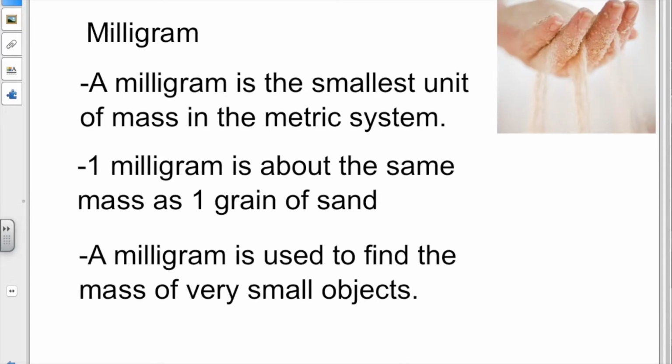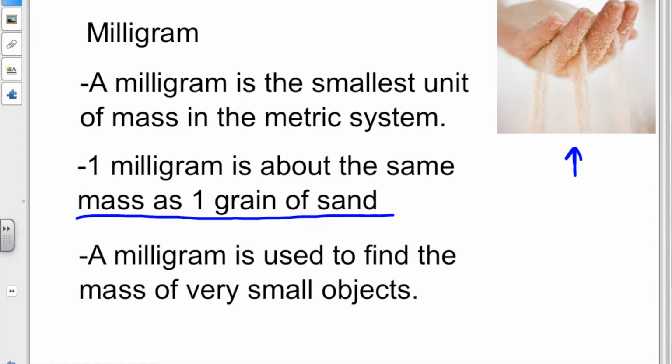All right, let's talk about a milligram now. A milligram is the smallest unit of mass in the metric system. 1 milligram is about the same mass as 1 grain of sand. So in this picture, we have a person holding up sand, and you see lots of little sand grains falling between their fingers. Every little grain has a mass of about 1 milligram. So a milligram is very, very small.